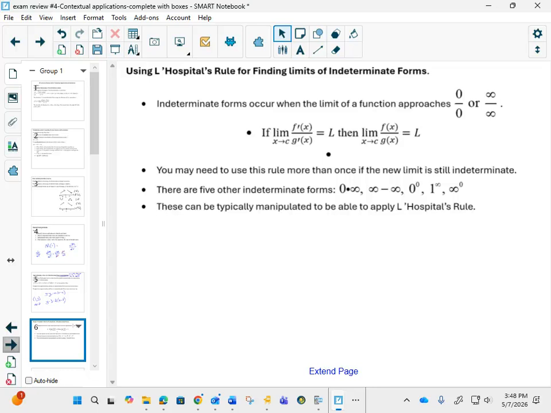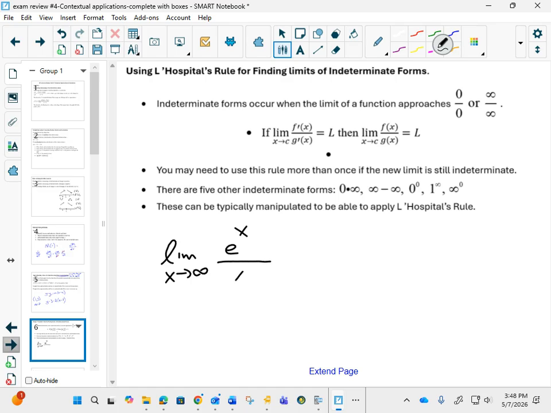L'Hopital's rule, super important. Again, a couple of things to be careful on the exam not to do. Here's an example of one where I could use L'Hopital's rule. If you have infinity over infinity, something like this. The bottom goes to infinity, the top goes to infinity. Or if you have 0 over 0. The important thing to not do is write equals infinity over infinity. No. They'll take off marks for that every single time.